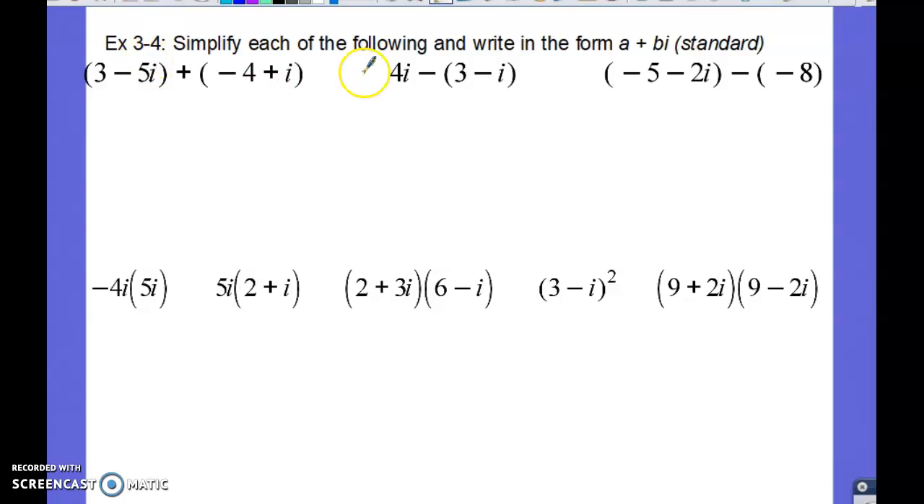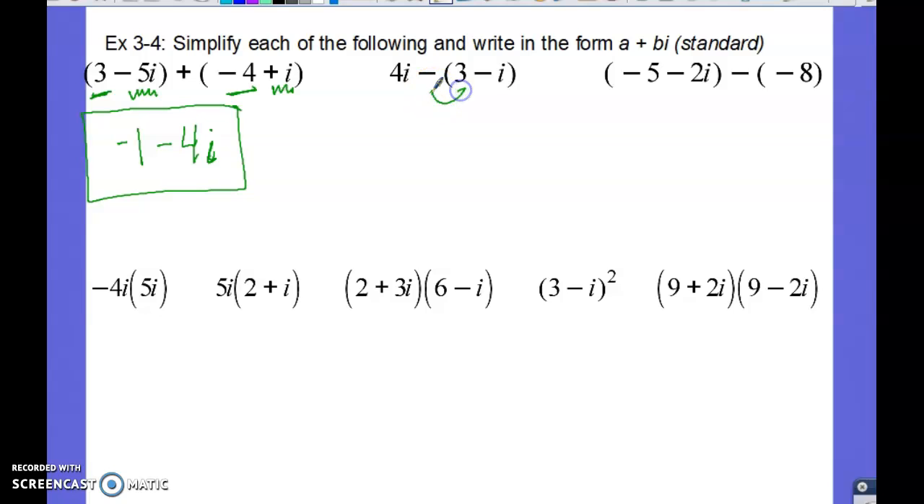So as I move on to the next one, you combine real parts with real parts. So 3 plus -4 is -1. -5i plus 1i is -4i. And I have confidence that you all can figure that out pretty quickly.